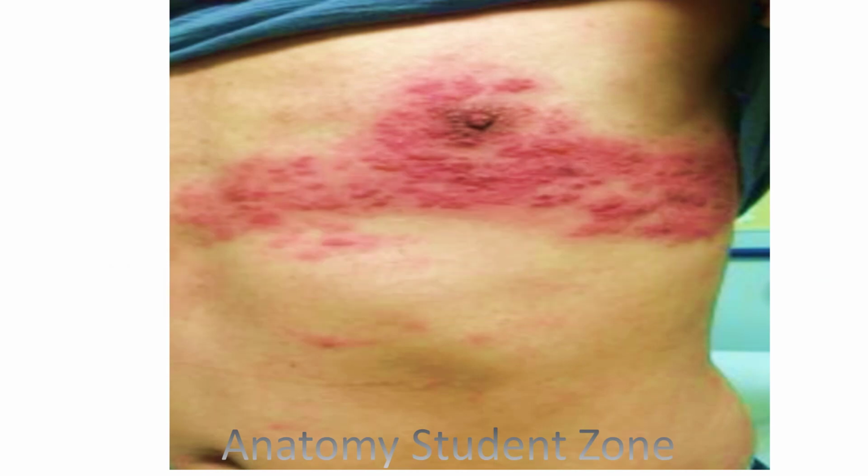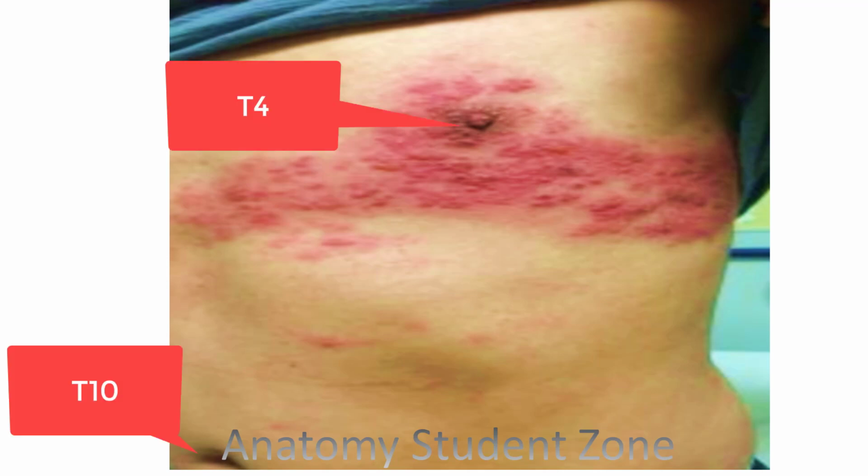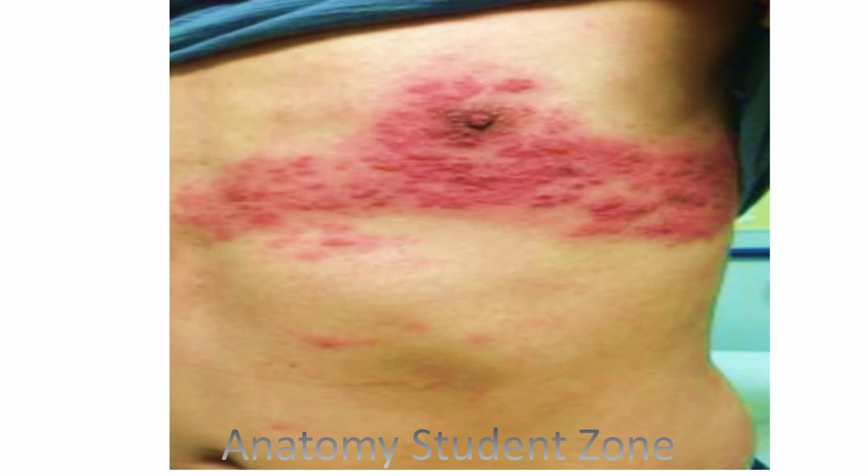If the patient comes to you with shingles in these areas, as you can see in this image, we know the dermatome at the level of the nipple is T4 and the umbilicus is T10. So this lesion is involving T4 and the area that is below T4. So T5 and T4 are involved in this case. In this way, we can correlate these dermatomes with the clinical condition.